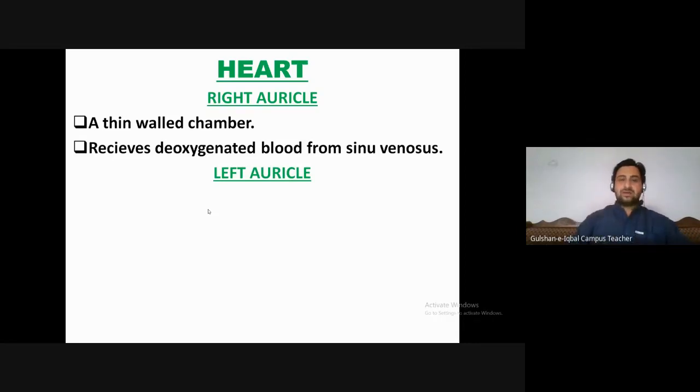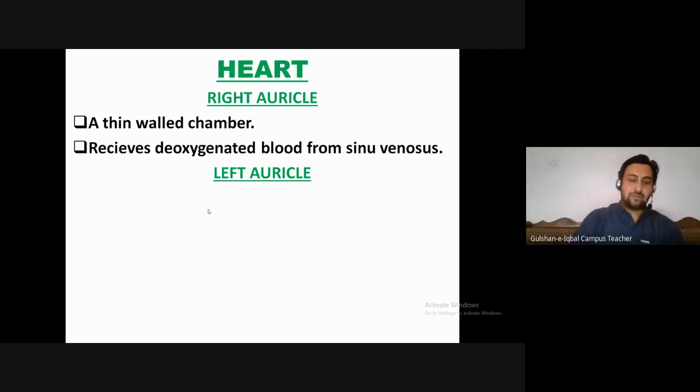Okay, what is the function of the vein? The vein is returning the blood back to the heart. So the blood that is coming back to the heart from the different parts of the body, basically except lungs, that blood is deoxygenated. So that deoxygenated blood is received by the right side of the heart, that is the right auricle, and from the sinus venosus, it is received.